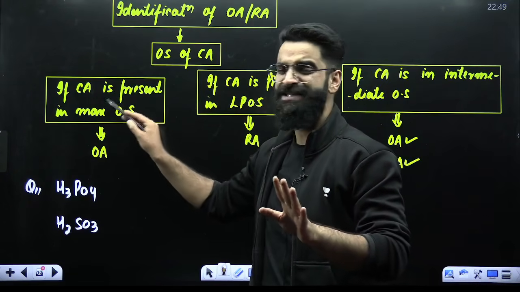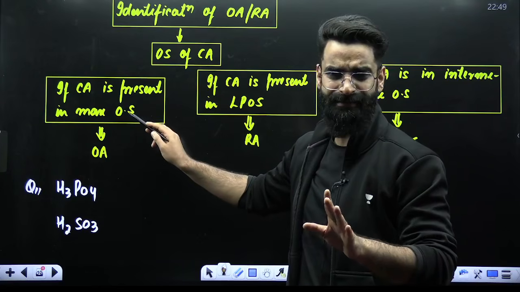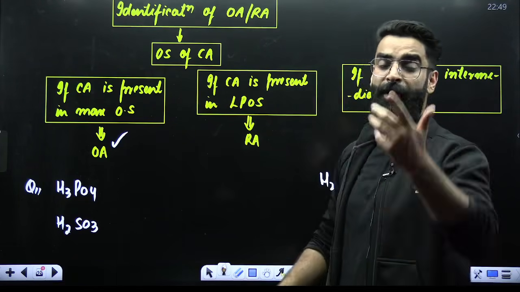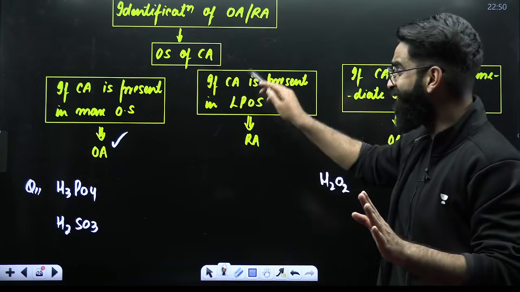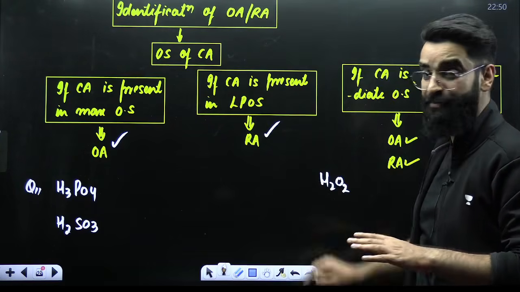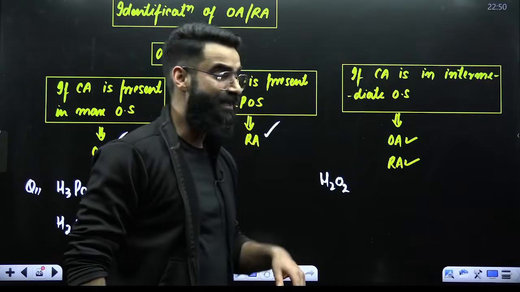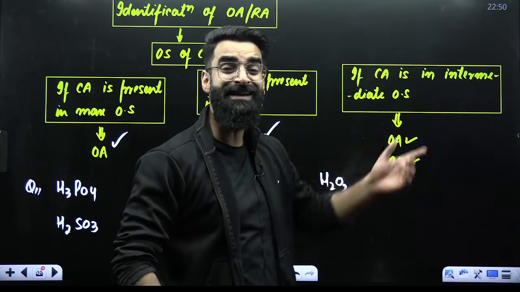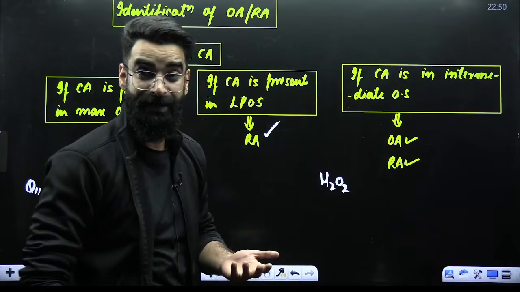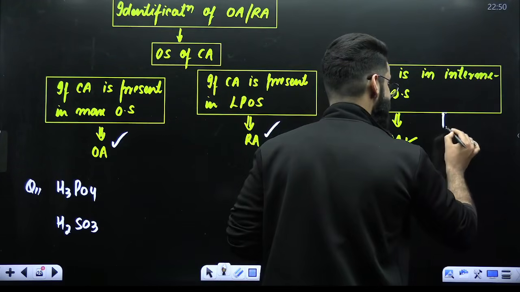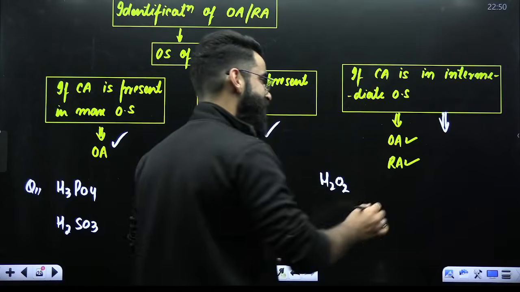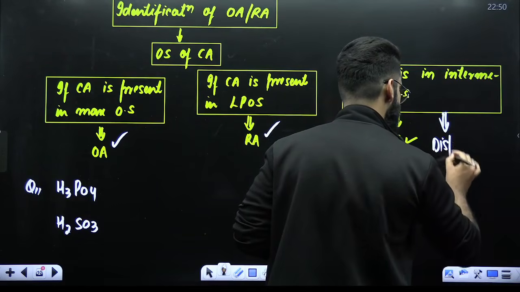If the central atom is present in its maximum oxidation state, the compound is going to behave like the oxidizing agent. If the central atom is present in its lowest possible oxidation state, it is going to behave like the reducing agent. If the central atom is present in its intermediate state, it can behave as an oxidizing as well as a reducing agent. And these compounds, wherein the central atom is present in the intermediate state, also undergo disproportionation.